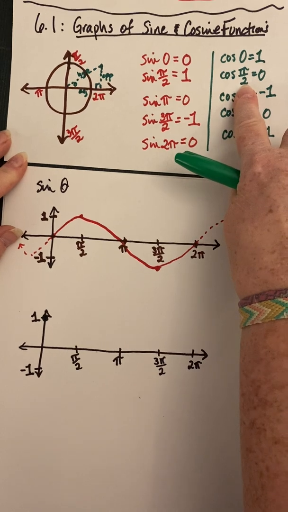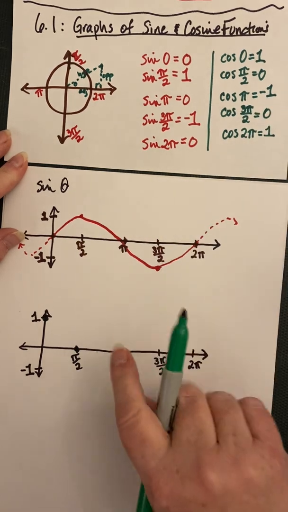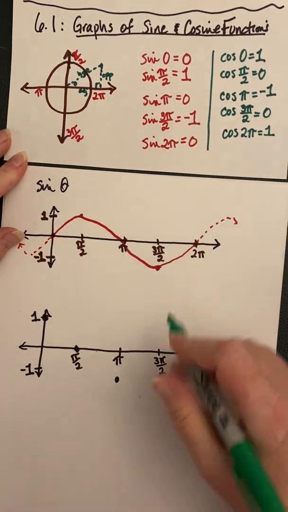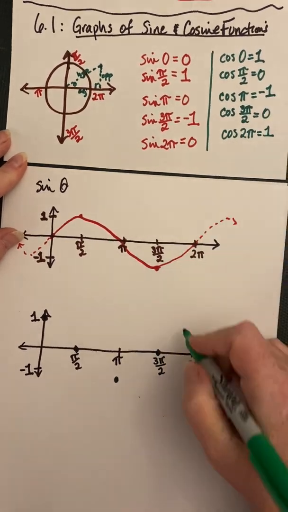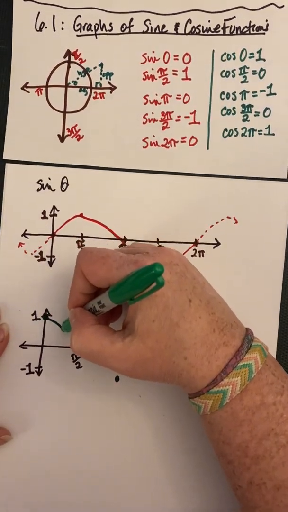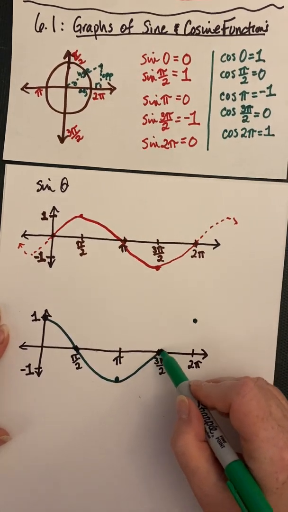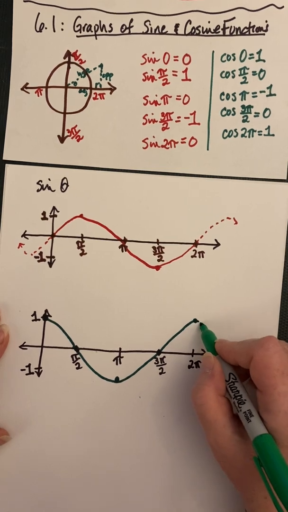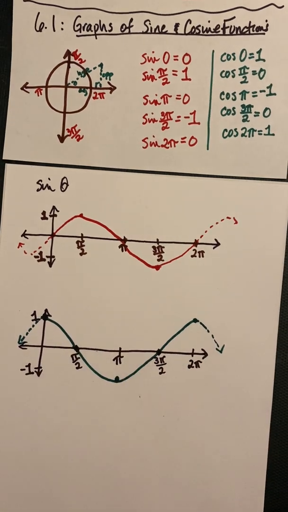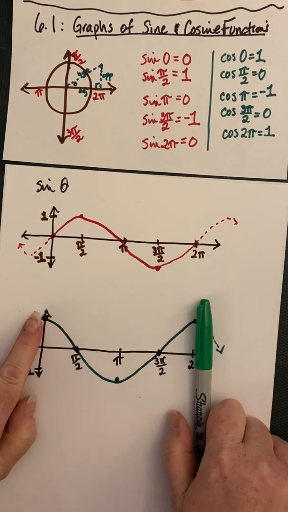And then cosine of pi over 2 is 0. And cosine of pi is -1. That's down here. Cosine of 3 pi over 2 is 0, and cosine of 2 pi is 1 again. So this one actually goes like this. It's challenging to not make it look like a V because it's a curve. And again, if it continued on, it would go like this, right? Continuing on. Okay, so this is one period of the cosine curve.